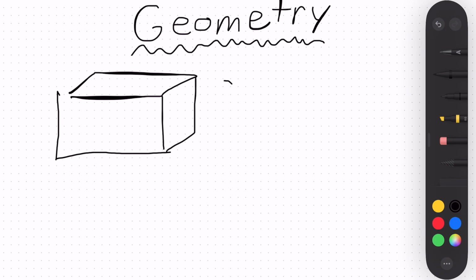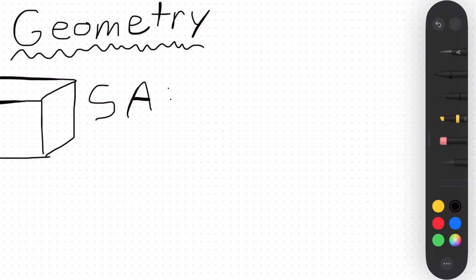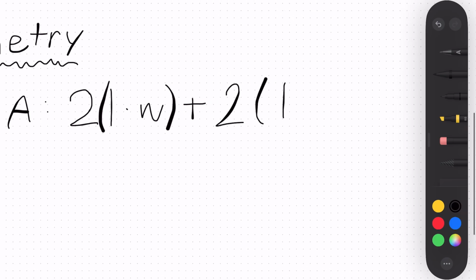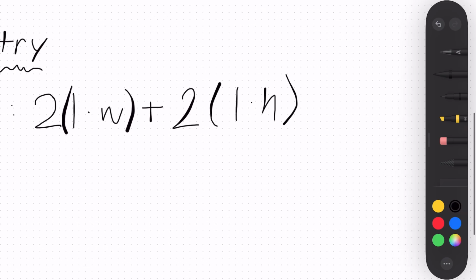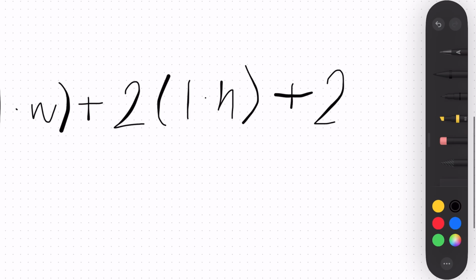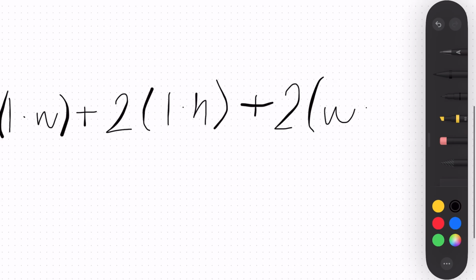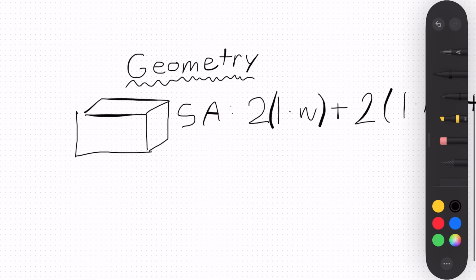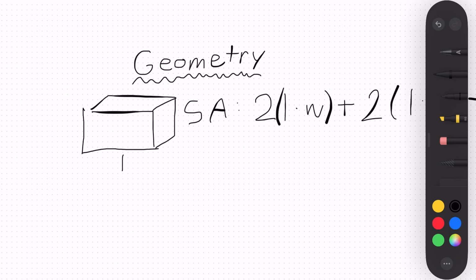Something like this would have a surface area of 2 times length times width plus 2 times length times height and 2 times width times height. This is because we have our length here, we have our width here, and we have our height here.